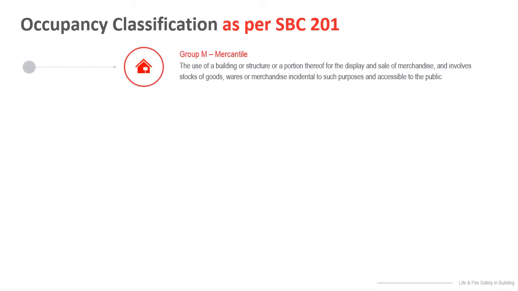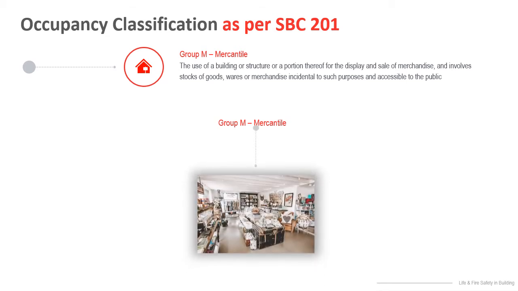Also, the Saudi Building Code illustrates Group M, mercantile: the use of a building or structure or a portion thereof for display and sale of merchandise, involving stock of goods, wares, or merchandise incidental to such purpose and accessible to the public. We have only one category of mercantile, and an example is a supermarket.